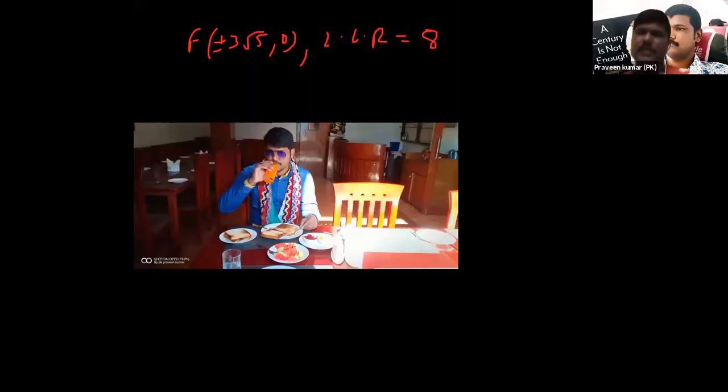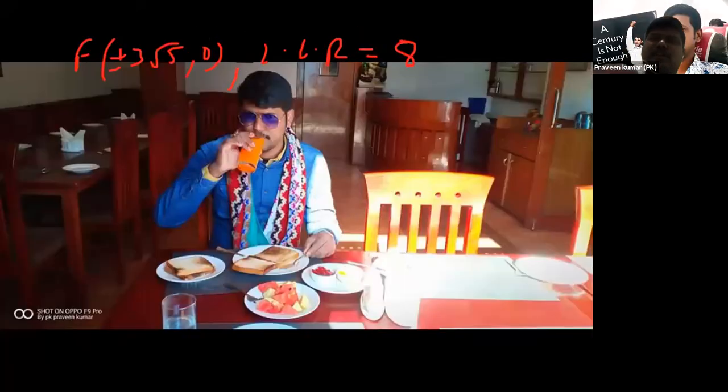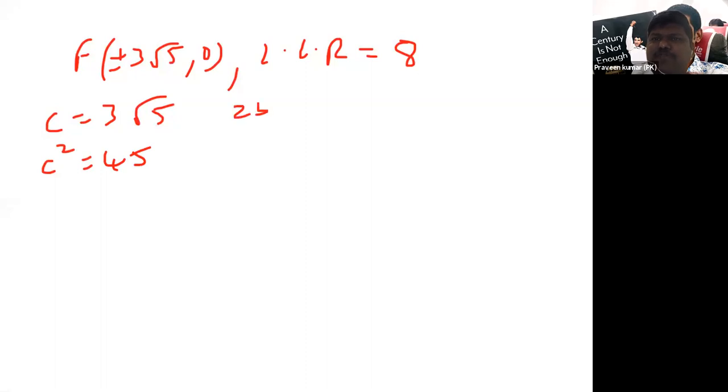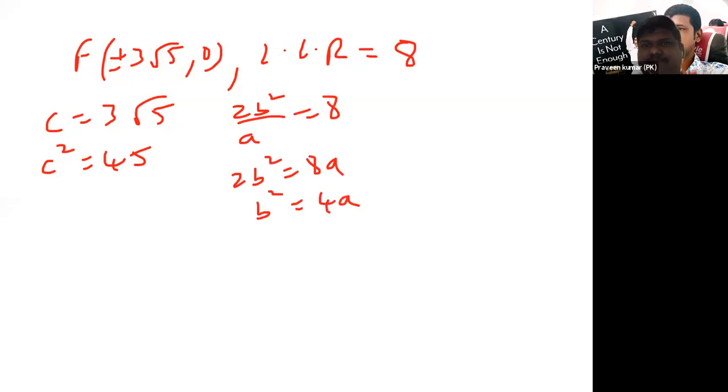What is the answer? You got the correct answer? I hope most of them got the answer. Good. See, c is given 3 root 5, dear student. Then c square is 9 5s are 45. Length of latus rectum is 2b square by a is equal to 8. Careful. 2b square is equal to 8a. B square is 4a.